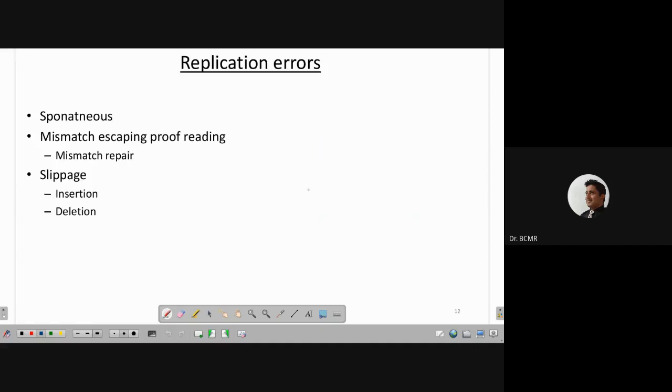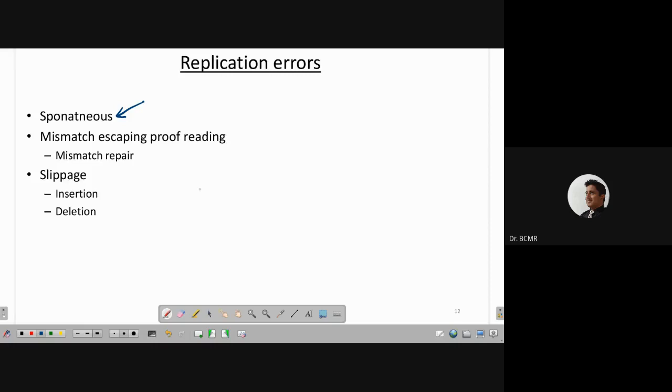And we are learning about replication errors. You can consider them spontaneous because it's not an external agent that causes these mutations. It is happening by normal or natural processes, where DNA polymerase may have some error rate which might escape proofreading by DNA polymerase. But there are also repair mechanisms. Some of these mismatches can escape them and be established as a mutation.